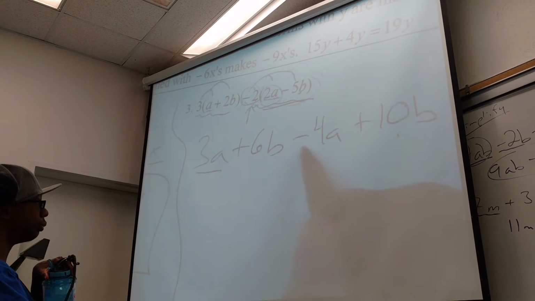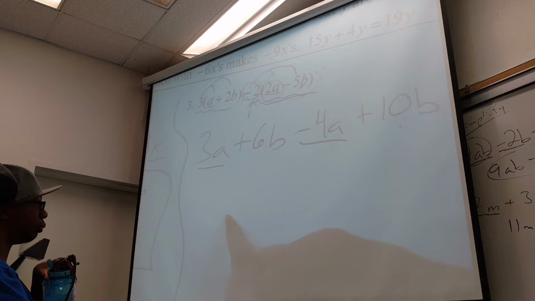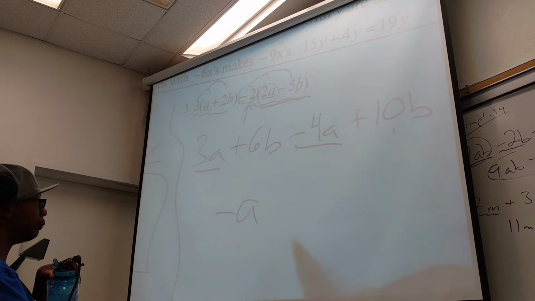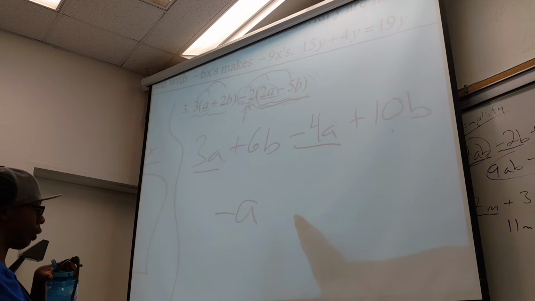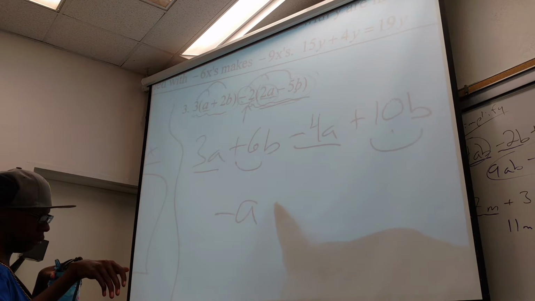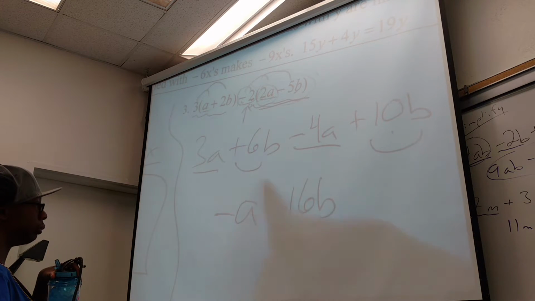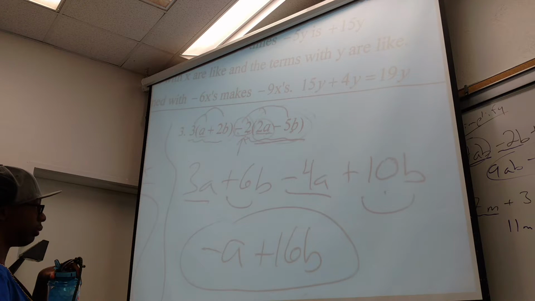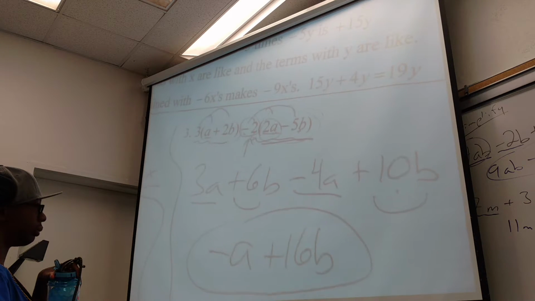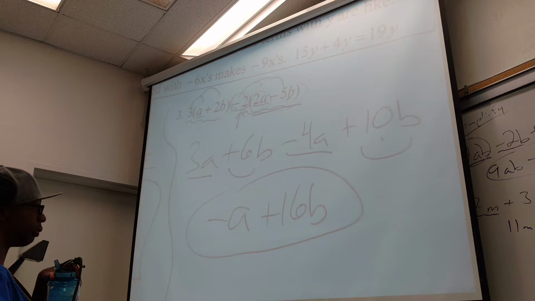So I can get the A's together. What do I get? -1. Or negative 1 alpha. Plus 16 bravo. That's right. No, whiskey tango foxtrot. Sorry, ex-military. It's all right. Whiskey tango foxtrot. Damn skippy.